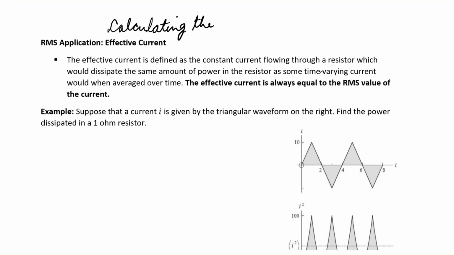First question is, what is an effective current? An effective current is defined as the constant current that would result in the same amount of power in a resistor as some time varying current would have averaged over time. It's always equal to the RMS value of the current. Let's do one example and I'll show you how to figure out the effective current in this case.